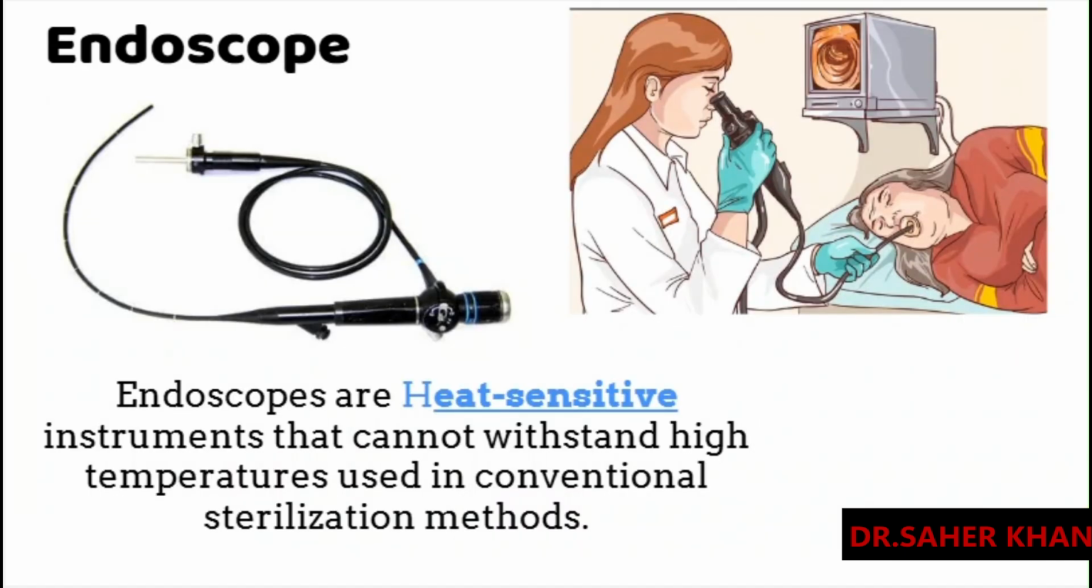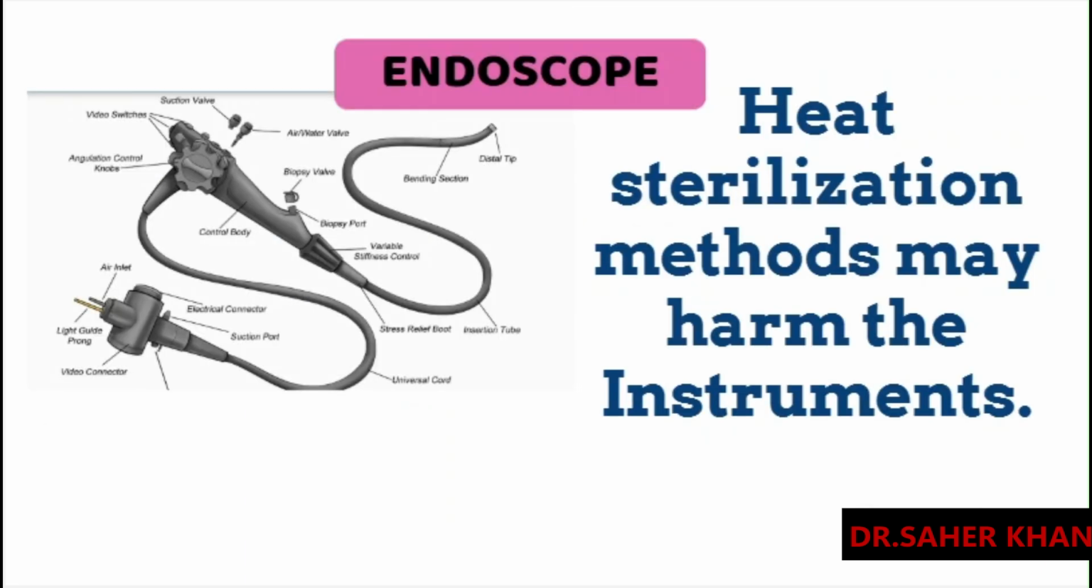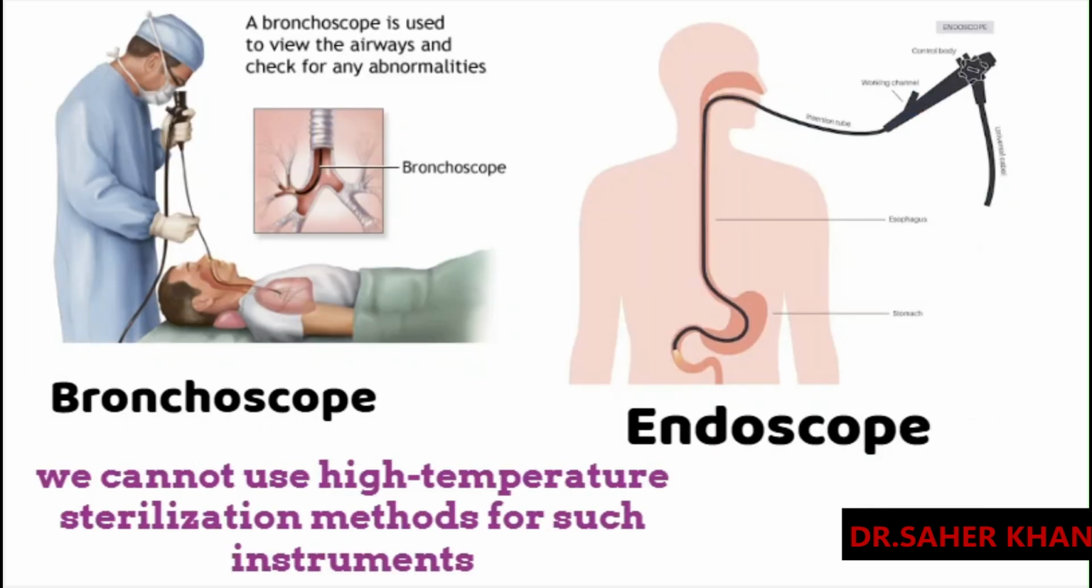Okay, so you should know that endoscope is an instrument used for internal examination of patients. And these instruments are made up of tubes and lenses, making them heat sensitive. Means if you use high temperature, the instrument may get damaged. Therefore, we cannot use high temperature sterilization methods for such instruments like endoscopes, bronchoscopes, cystoscopes.